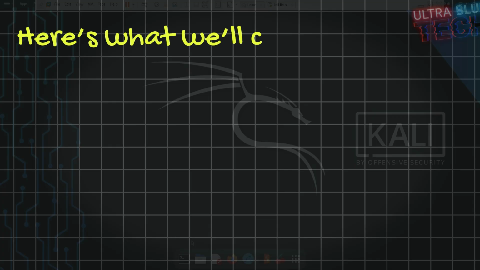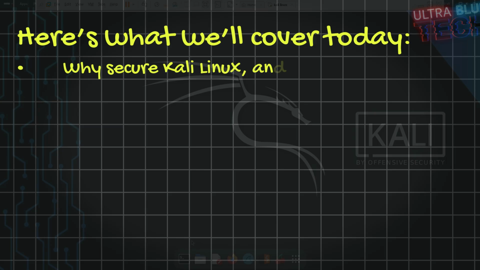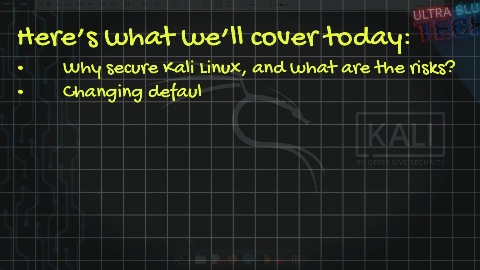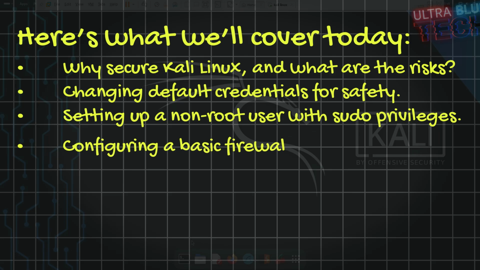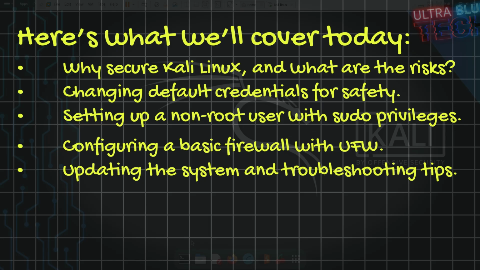Now here's what we're going to be covering today. We're going to be talking about why you should secure your Kali Linux and what the potential risks of not securing your Kali Linux are. Then we'll also talk about changing default credentials for maximum safety, and we'll move on to setting up a non-root user with sudo privileges. Then we'll follow it up with configuring basic firewalls using UFW, and I'm going to tell you what UFW is, and then we'll wrap everything up with updating the system and also some troubleshooting tips. So let's get started.